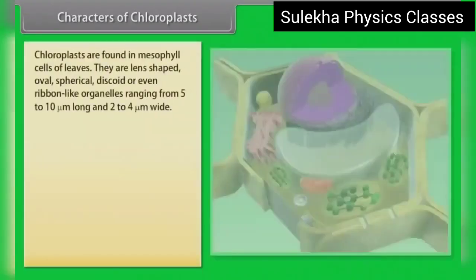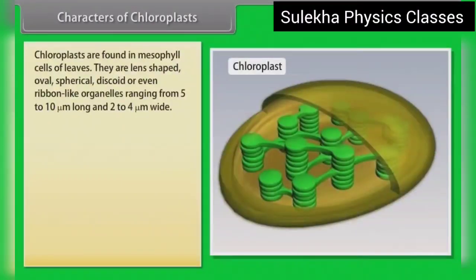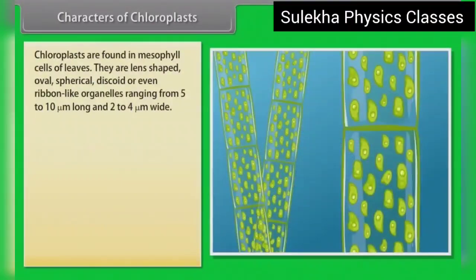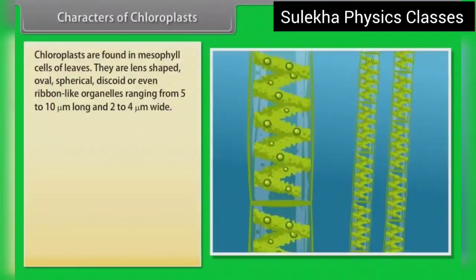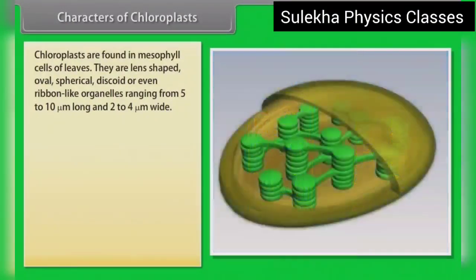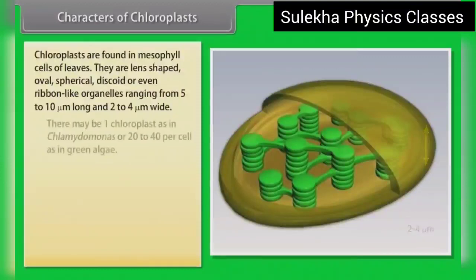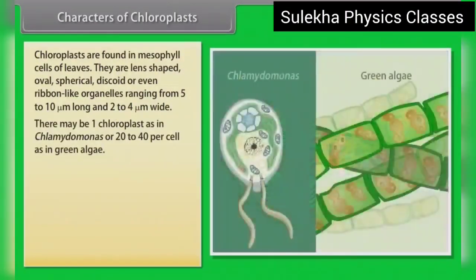Characters of chloroplasts. Chloroplasts are found in mesophyll cells of leaves. They are lens-shaped, oval, spherical, discoid, or even ribbon-like organelles ranging from 5 to 10 micrometer long and 2 to 4 micrometer wide. There may be one chloroplast, as in Chlamydomonas, or 20 to 40 per cell, as in green algae.